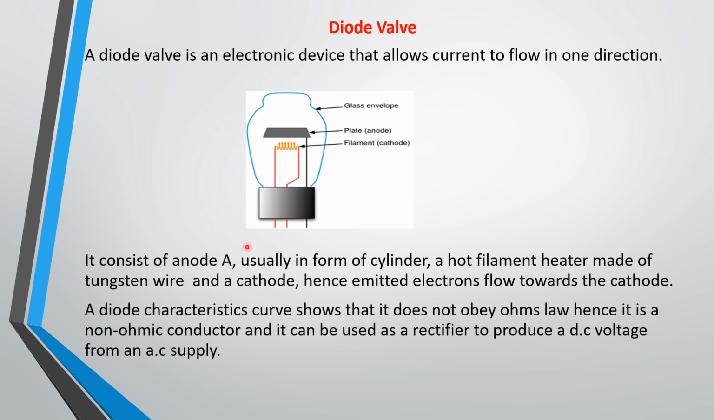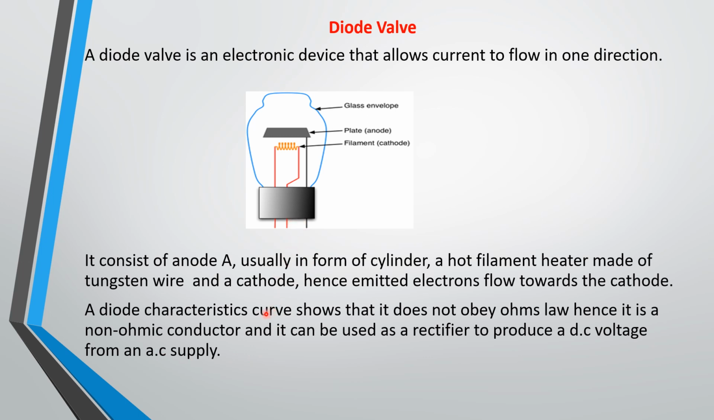So the diode valve consists of a cylinder and a hot filament made of tungsten, which is the cathode, and then it has the anode. When this device is placed into operation, it has a characteristic curve, and from studies the characteristic curve shows that it does not obey Ohm's law, and hence the diode valve is not an ohmic conductor, and it can be used as a rectifier to produce a DC voltage from an AC supply source.